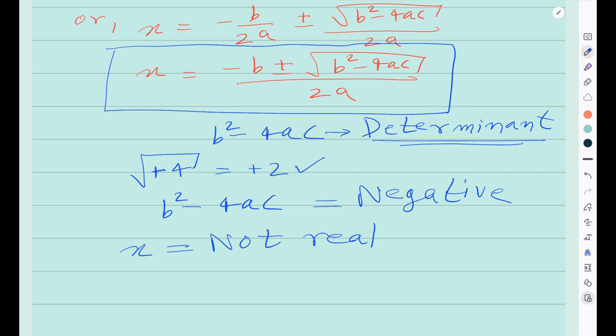So the only thing from the point of view of class 10 is that you need to look at the determinant. If it is 0, then we have just one root of the quadratic equation. If it is positive, then we have two roots of the quadratic equation. And if it is negative, then we don't get any real root of the quadratic equation.